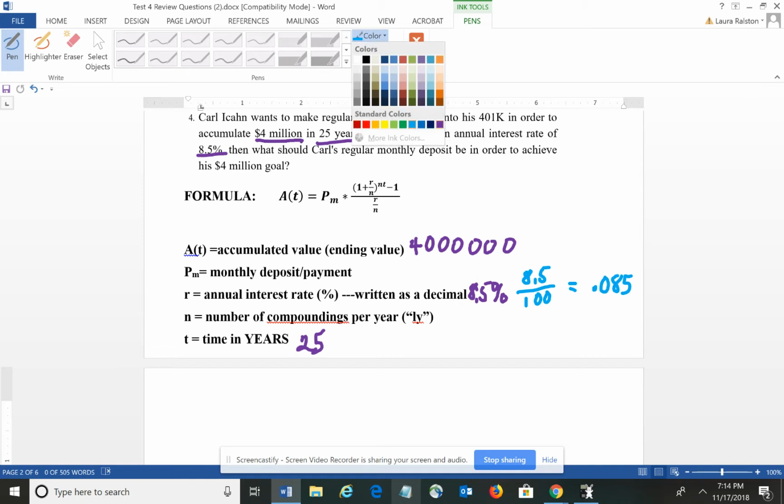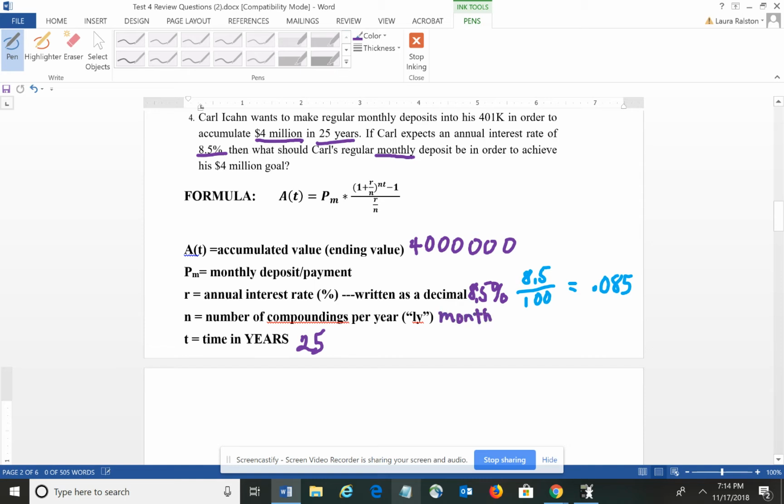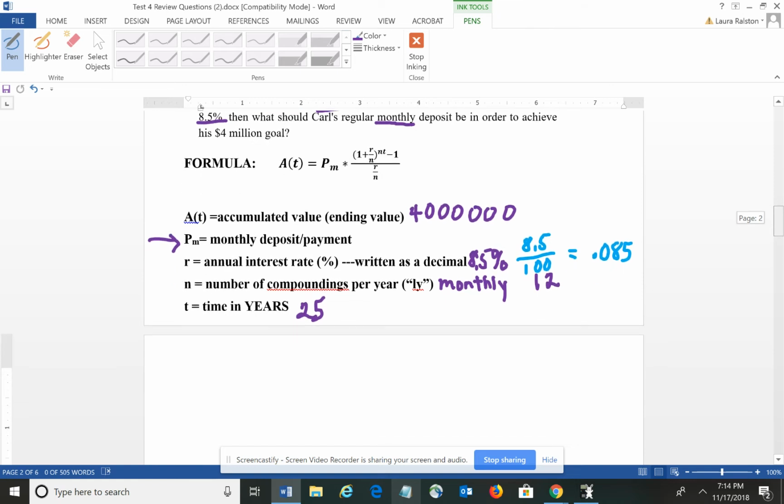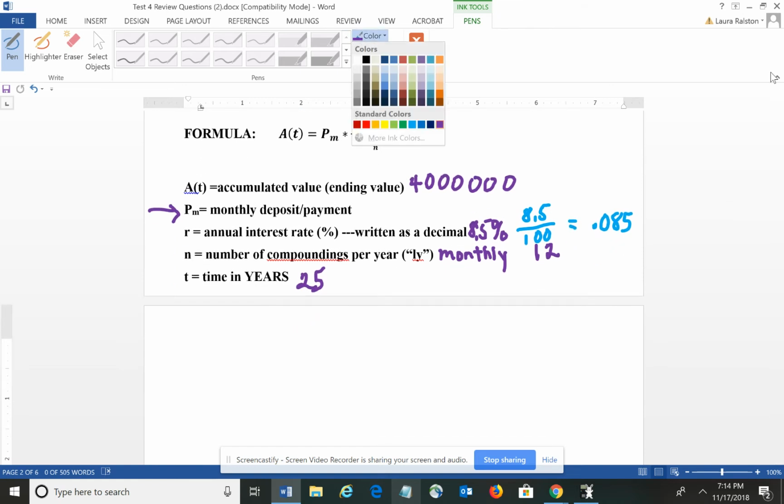Continuing reading then, it says, what should his regular monthly deposit be. Okay, so we're going to compound the interest monthly, and there are 12 months in a year, so N is 12. And in this scenario, we're looking for P, or what his monthly deposit would be. So once you've identified the information given in the problem and you have the formula, at that point it becomes a substitution or a plug and chug problem.